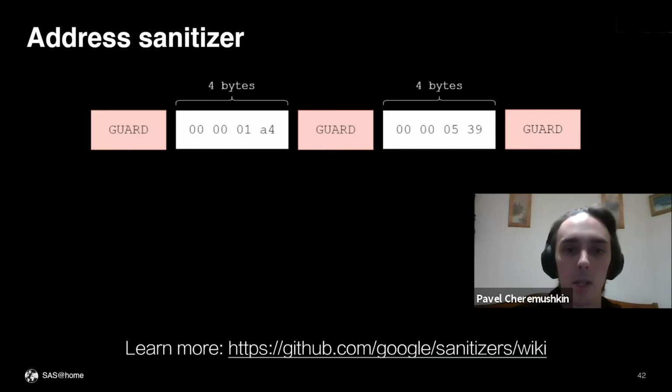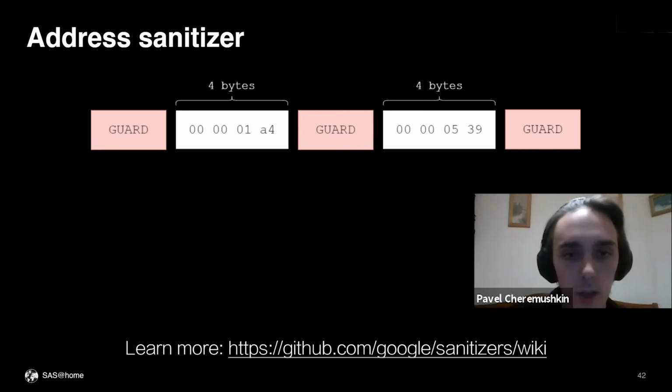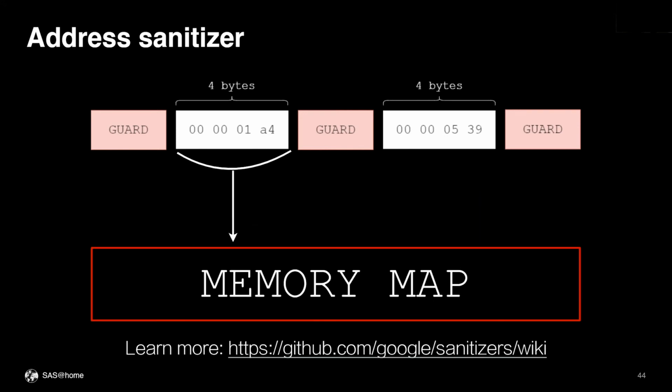So here you have the same 4 bytes, but some memory guards have been inserted inside your program. So if you do a memory access to these 4 bytes, it is okay. Address sanitizer during some check read function would go to the memory map, and the memory map will tell that this area is not guarded and everything is okay.